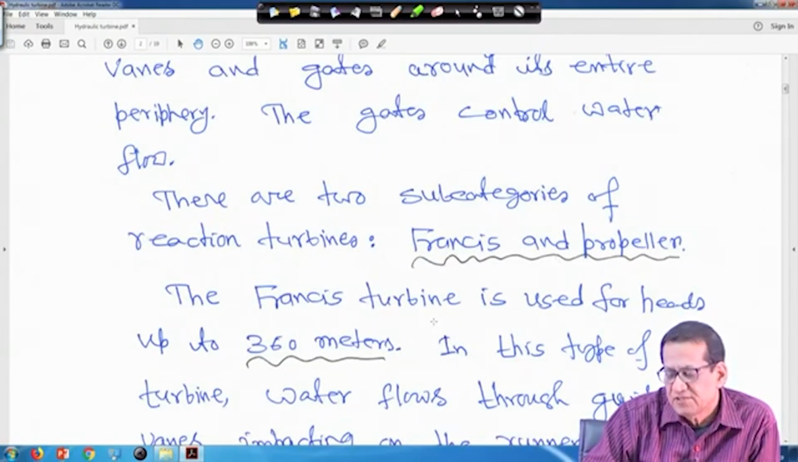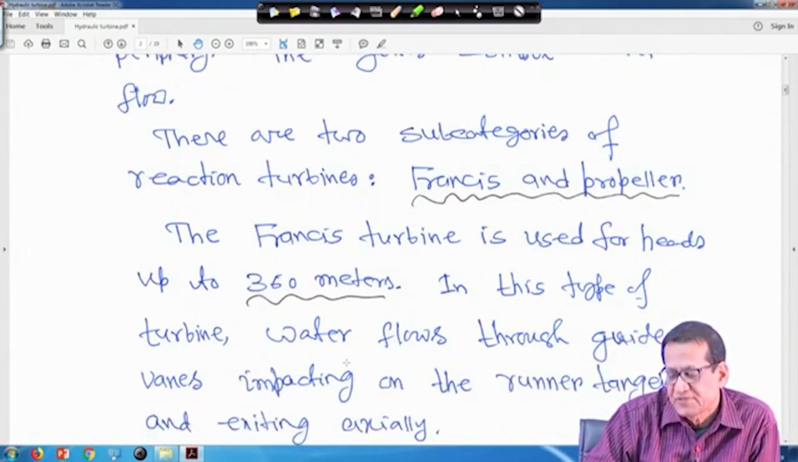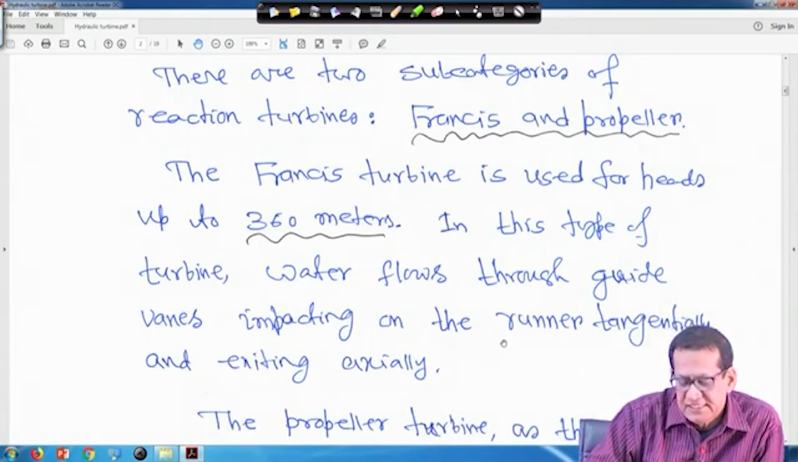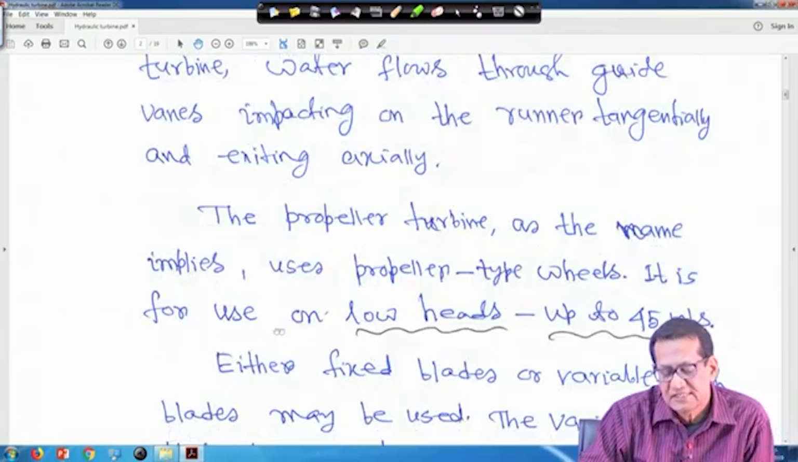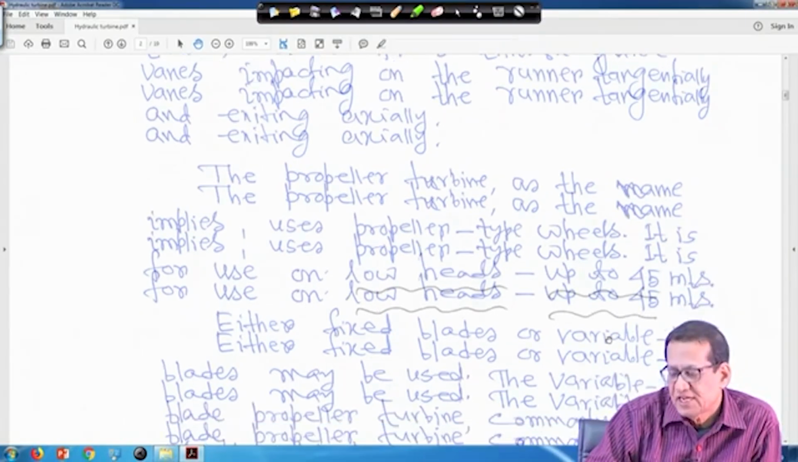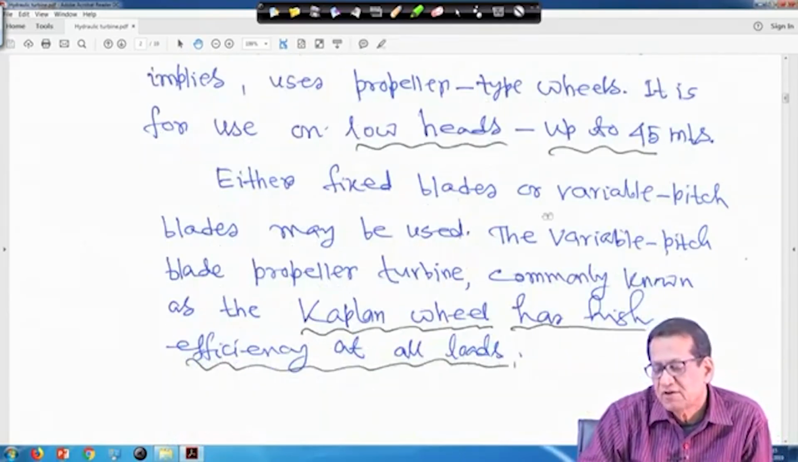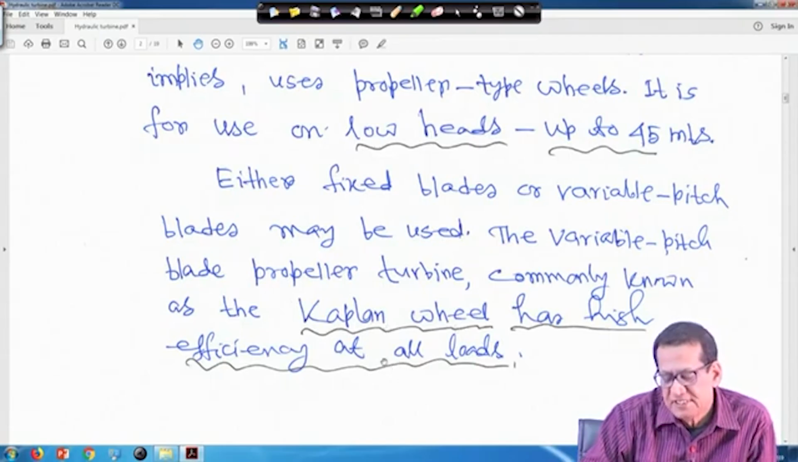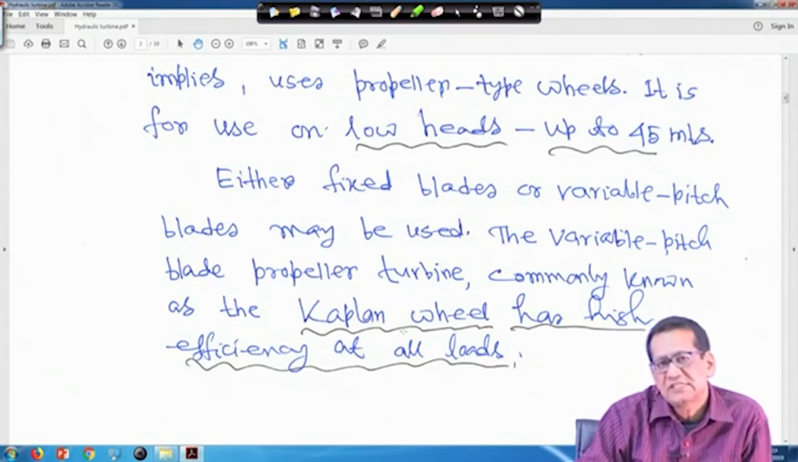The Francis turbine is used for heads up to 360 meters. In this type of turbine, water flows through guide vanes, impacting on the runner tangentially and exiting axially. The propeller turbine, as the name implies, uses propeller type wheels. It is for use on low heads up to 45 meters. Either fixed blades or variable pitch blades may be used. The variable pitch blade propeller turbine, commonly known as the Kaplan wheel, has high efficiency at all loads. So, this gives you a little idea.